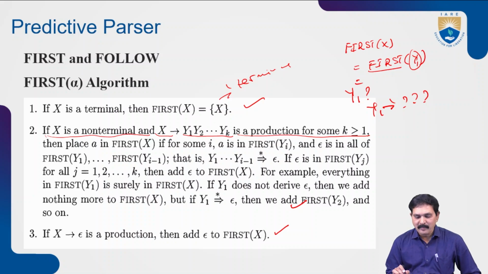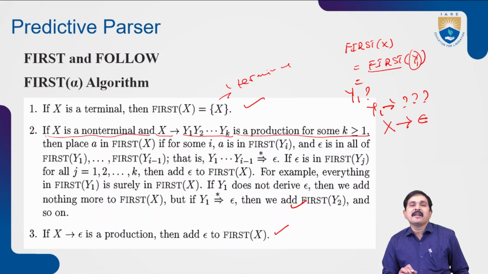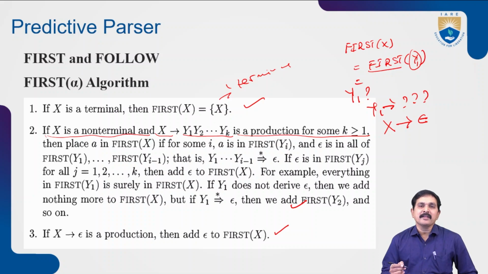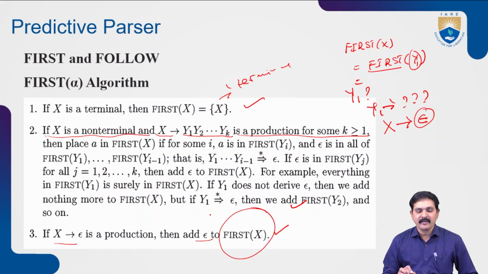What is the third step? Sometimes X derives directly the null symbol. Epsilon is nothing but the null symbol. The purpose of the null symbol is to go from one state to another state without reading any symbol. That is the idea of the null symbol. If a null production is there, X implies null, then you can directly add the null symbol to first of X. So you should be able to describe these three steps of the first algorithm.